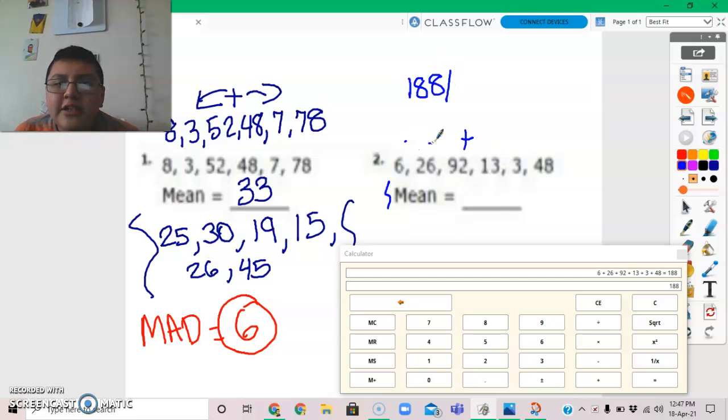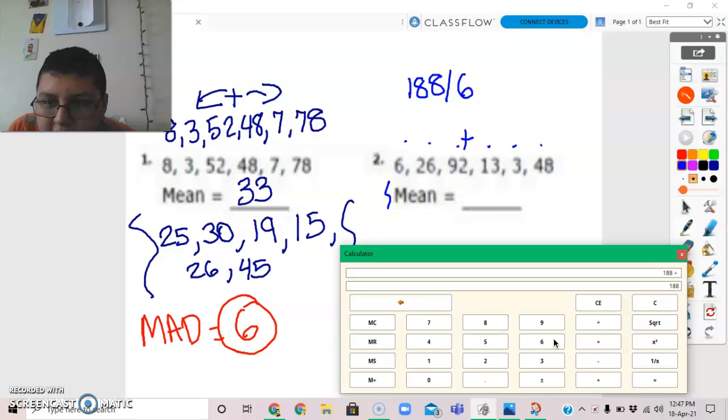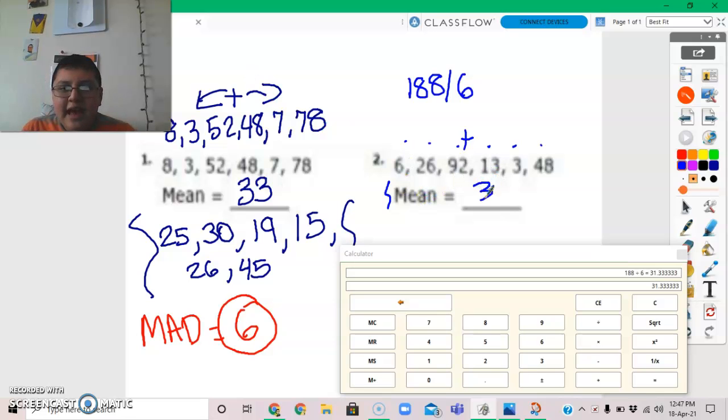So there's 1, 2, 3, 4, 5, 6. So we're going to divide 188 by 6, and it's going to give us a grand total of 31.33333. But to make this simple, we're going to just leave it at 31, because since 3 is no larger than 5, we cannot add it to the 1 to make it 2.